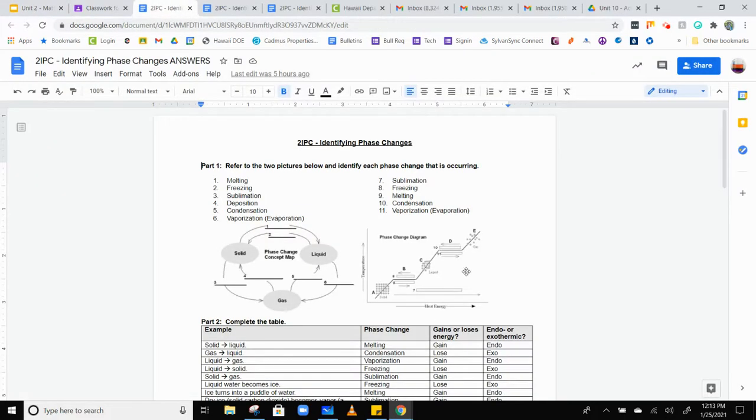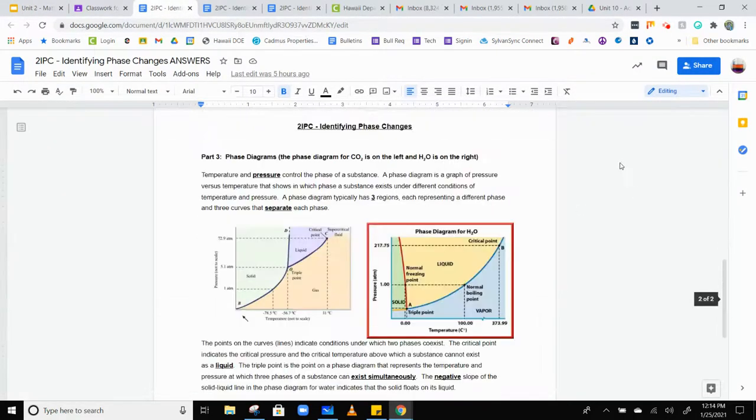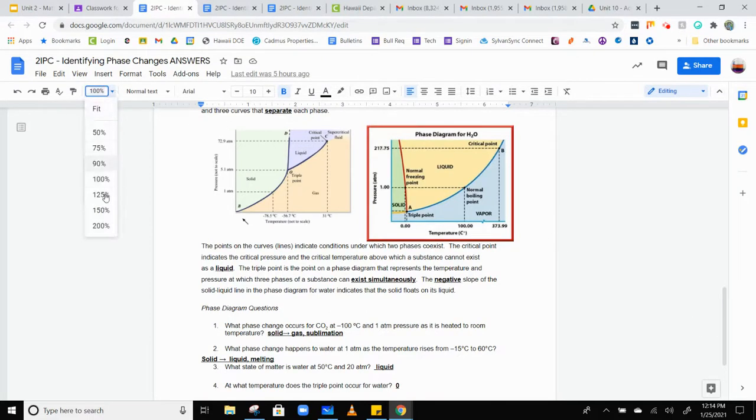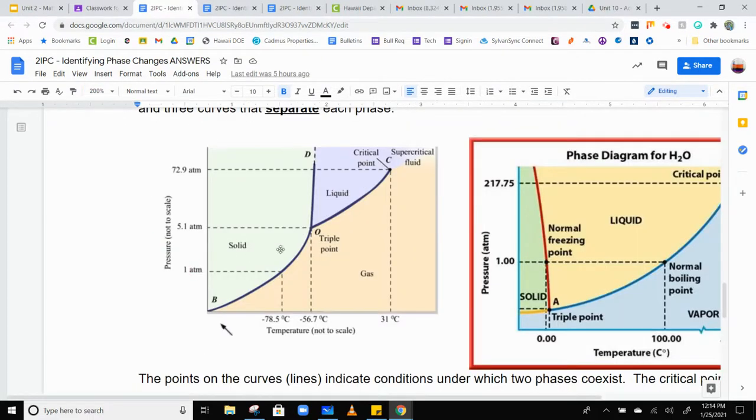I'm going to show this graph again here. We have these two graphs. On the left, this one is carbon dioxide. You'll see that this is a positive slope, meaning that the solid is denser than the liquid, which makes sense, right? Solid should be denser than the liquid, more compact. This one though is for water. You'll see water has a negative slope. Therefore, sorry, the liquid is more dense than the solid. The solid is less dense. The solid floats in water. So solid water, ice, floats in water.